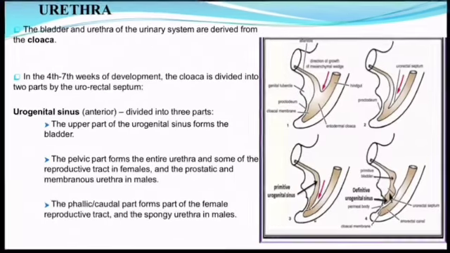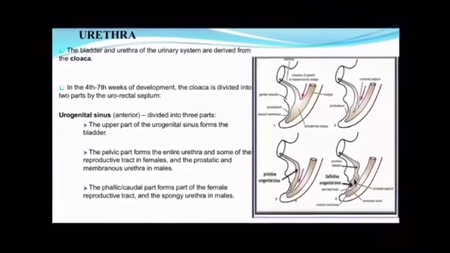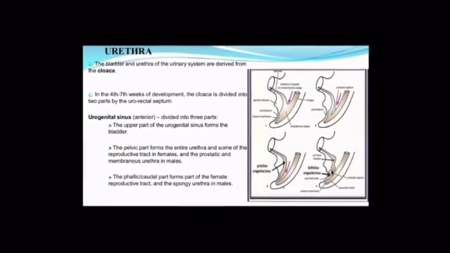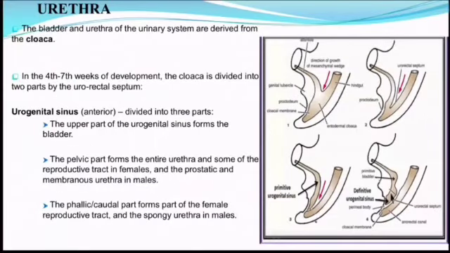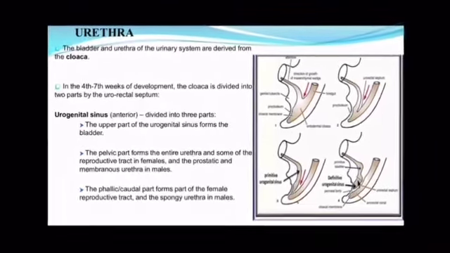Development of the urinary bladder and urethra. The bladder and urethra of the urinary system are derived from the cloaca, and in the 4th to 7th weeks of development, the cloaca is divided into 2 parts by the urorectal septum. The urogenital sinus, which is anterior, is divided into 3 parts. We have the upper part of the urogenital sinus, which forms the bladder.